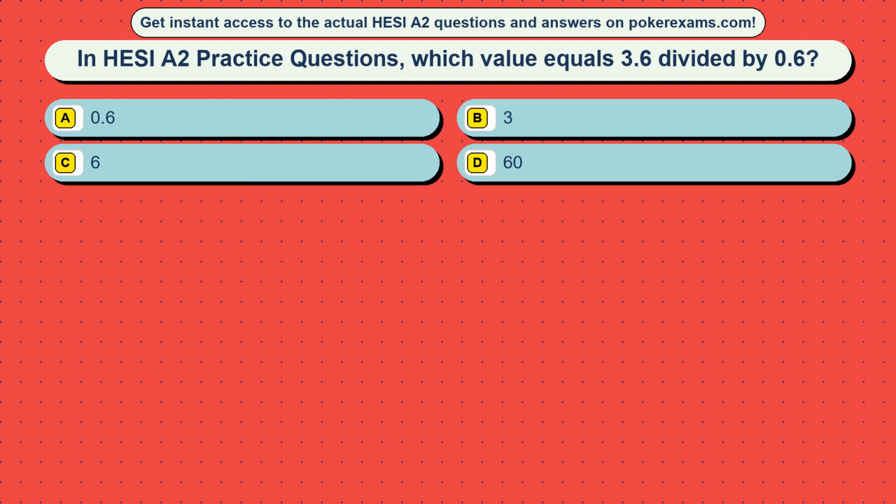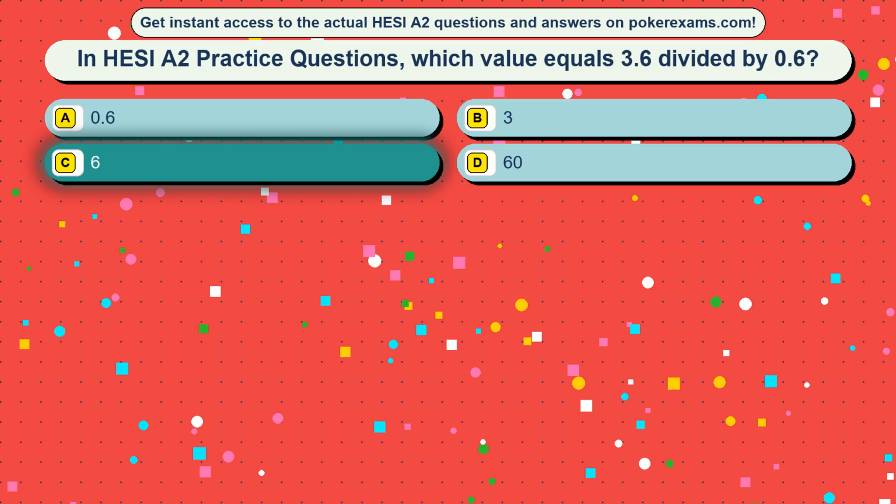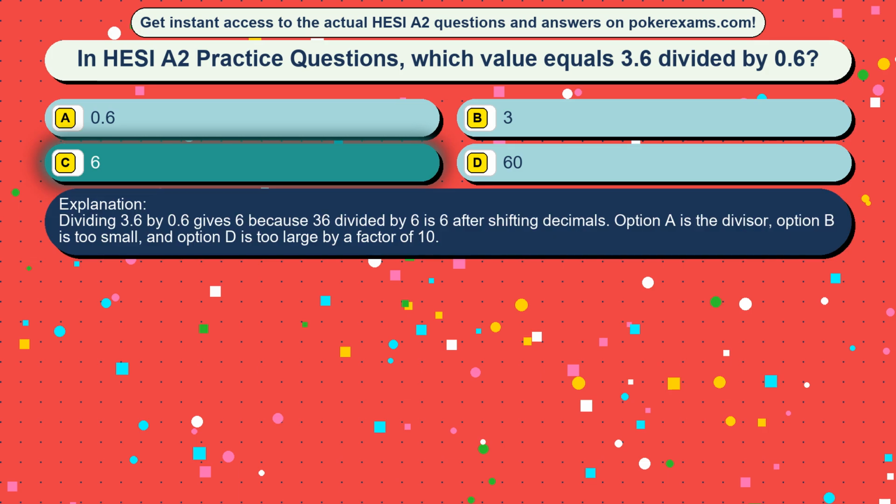Question 13. In HESI A2 practice questions, which value equals 3.6 divided by 0.6? Option A, 0.6. Option B, 3. Option C, 6. Option D, 60. The correct answer is option C, 6. Dividing 3.6 by 0.6 gives 6 because 36 divided by 6 is 6 after shifting decimals. Option A is the divisor, option B is too small, and option D is too large by a factor of 10.